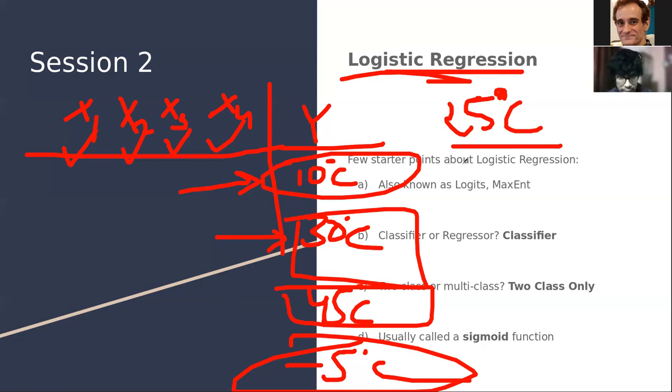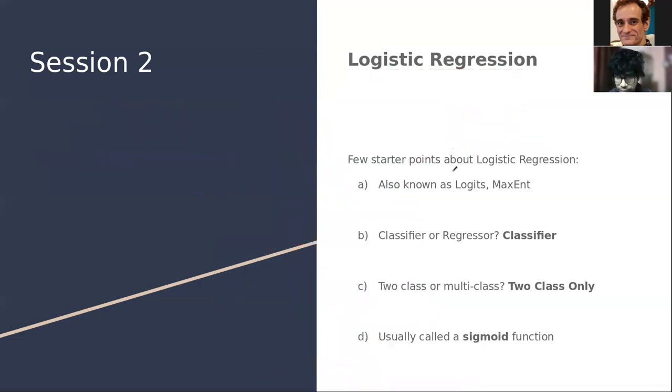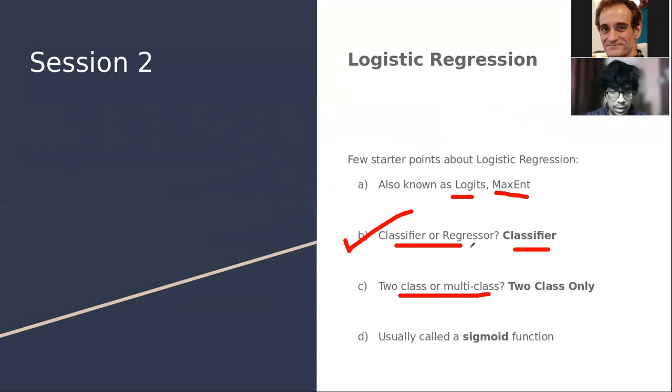Now, let's remove this. There are multiple names for logistic regression. It is also known as logit, maximum entropy. This is a very popular debate on the internet, but my take is that it is a classifier, and that is what it is. Two class or multi-class: ideally, theoretically, it is two class. What sklearn provides is multi-class. It is also called a sigmoid function. A very brief overview.